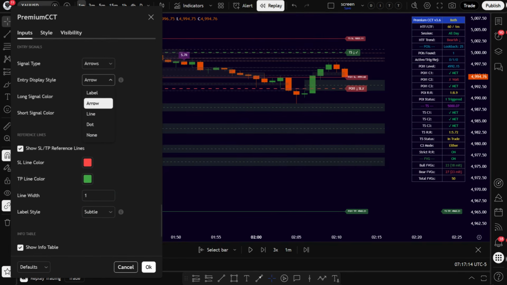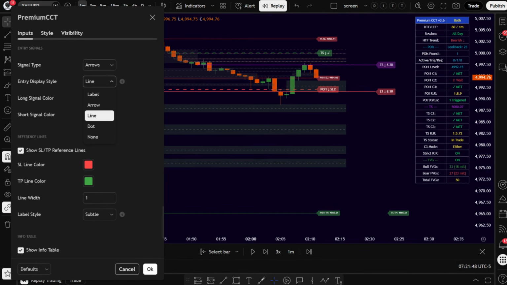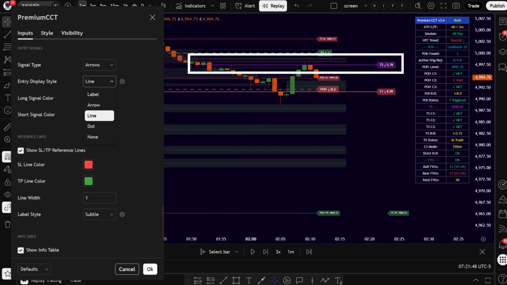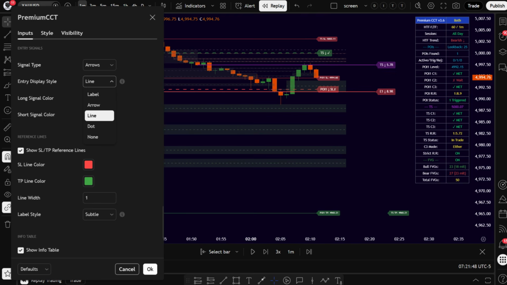Arrow is more compact. It shows a small arrow with just the risk-reward ratio, like 2.5R with an up arrow, much cleaner than the full label. Line draws a horizontal line at the entry price that extends forward 10 bars. The label appears on the right showing E, 1 up arrow, 2.5R. This is great when you're tracking multiple entries because the lines don't overlap with candles.